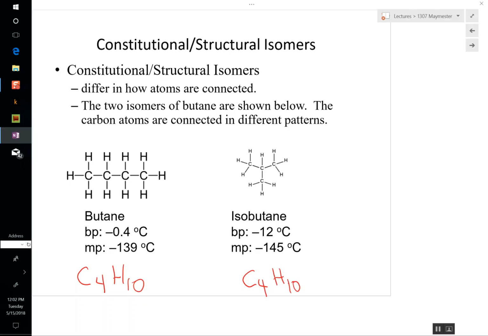Here's butane. Here's isobutane. These 2 molecules are not superimposable on one another. They have the exact same molecular formula, 4 carbons, 10 hydrogens. But I can't lay this one on top of this molecule and get everything to lay on top of one another. These are different compounds, but they have the same molecular formula.